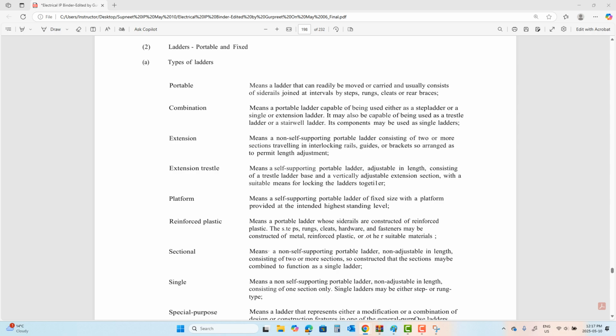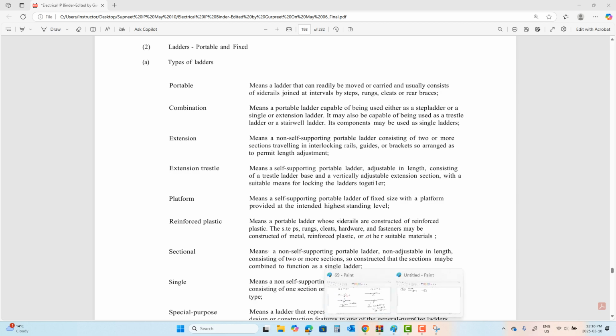Question number 4. What angle should the ladder be at before I go up the ladder? It's 4 to 1, which is 75 degrees. If I have a 10-foot ladder, how far should it be from the wall? 10 divided by 4, so 2.5 feet.